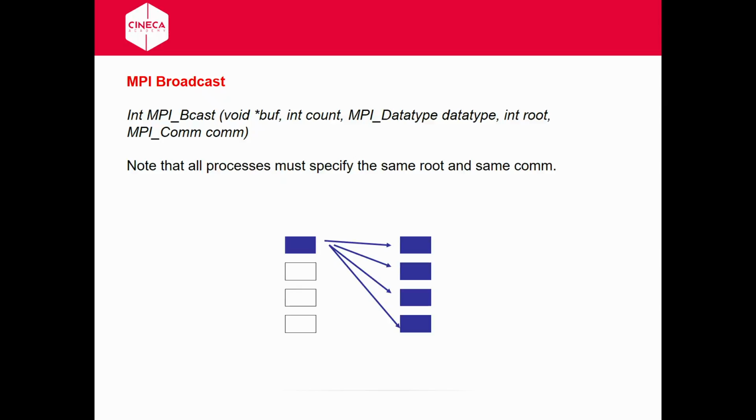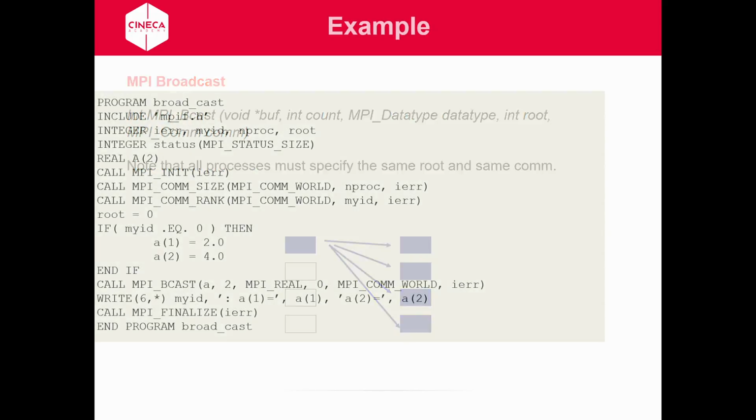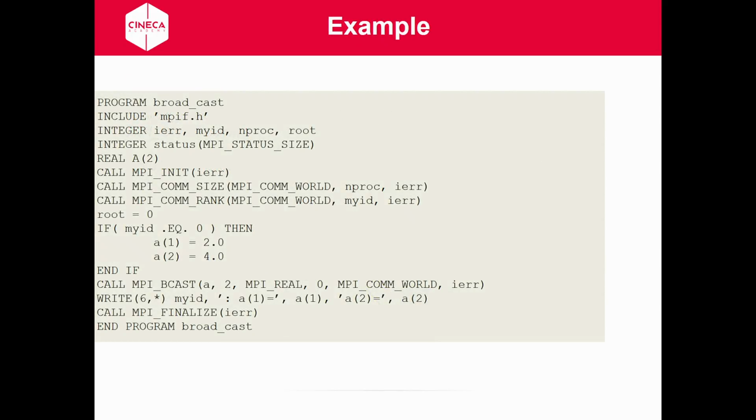So this is a very short example of the use of the broadcast function. Also in this case it is written in Fortran, but the syntax in C is very similar.